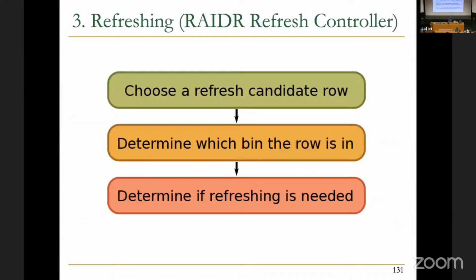It's quite useful. Okay, so let's go back to RADAR. The third step of RADAR, refreshing. You choose a refresh candidate row, and then you determine which bin the row is in.